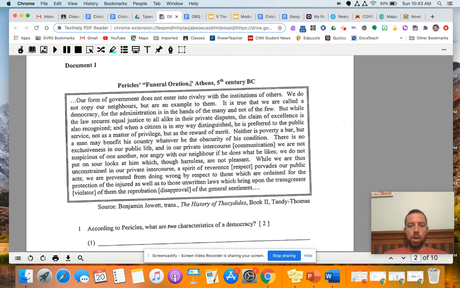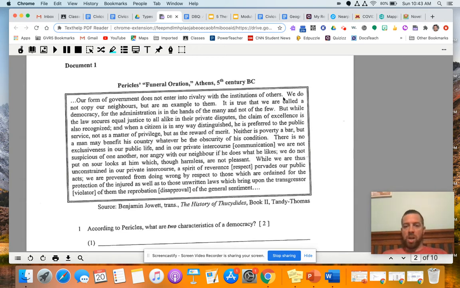I'm not sure, I've read it, I don't know what it really has to do with a funeral, but in this document, he's going to be talking about democracies and what the key characteristics of the Athenian democracy are, and it'll apply largely to democracies as a whole. Okay, so he starts off by saying, "Our form of government does not enter into rivalry with the institutions of others."